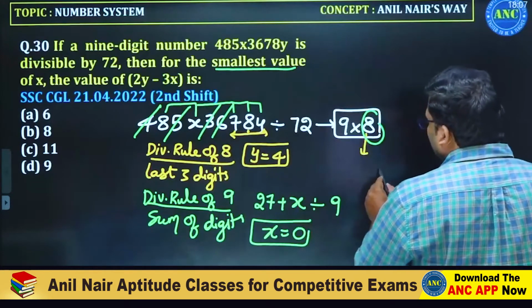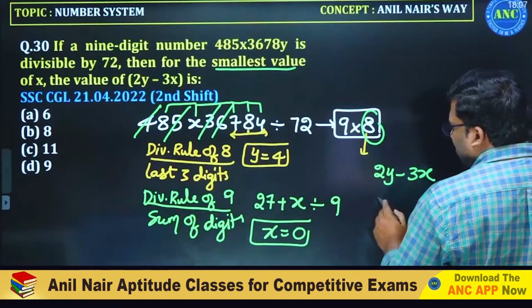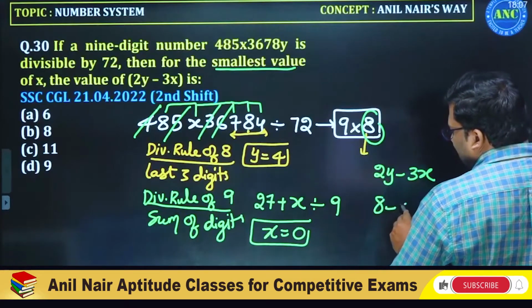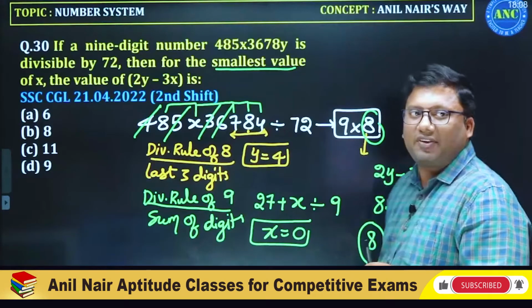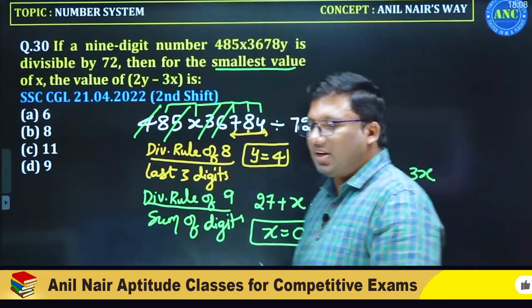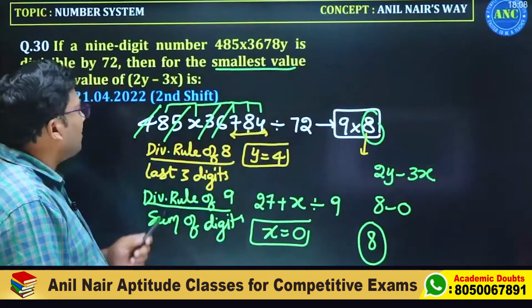What is the question? The question is 2y minus 3x. 2 4s are 8 minus 0. 8 minus 0 is 8. The answer for this question is 8. I hope the idea is very much clear to you.